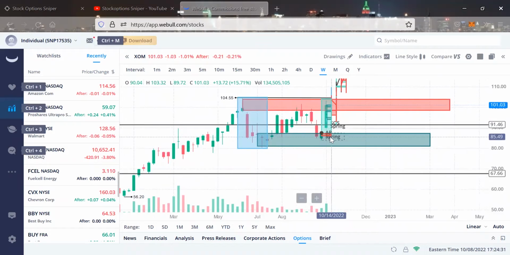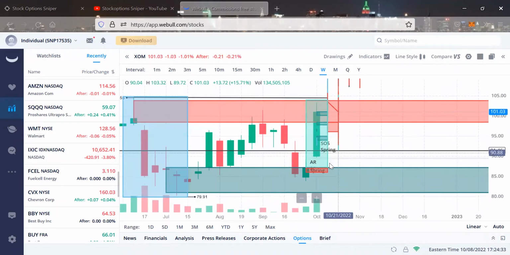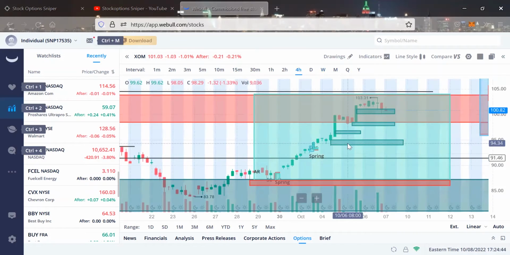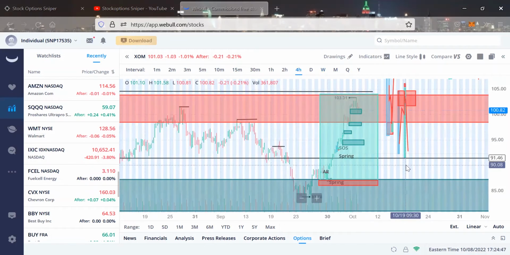We literally caught this at around 85, 83, and right now we're riding this until 105 to liquidate that 104, and it is right now sitting at 101.03. So that was a beautiful play on Exxon. Those of you that took that, I know you guys are super, super profitable and really happy.